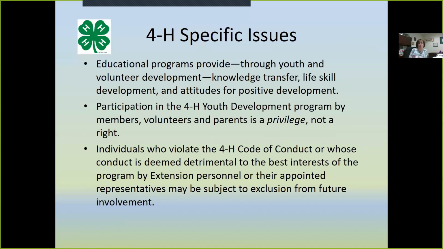Or if we have members that are harassing or giving other members a hard time, we need to give them a warning, and maybe they don't necessarily need to participate. It sounds really harsh, but again, we're open to all. We need to provide a safe, both physically and emotionally safe, environment for all young people.